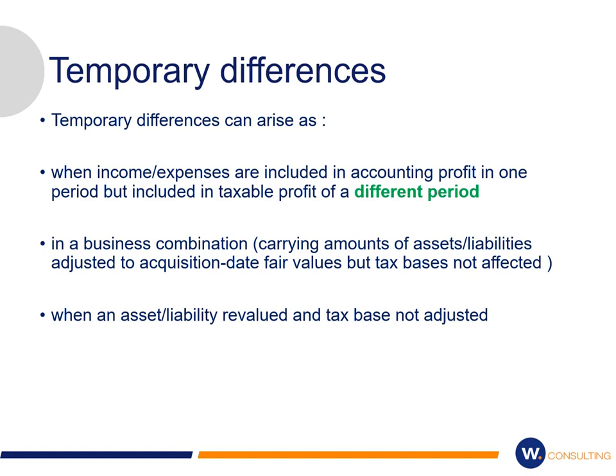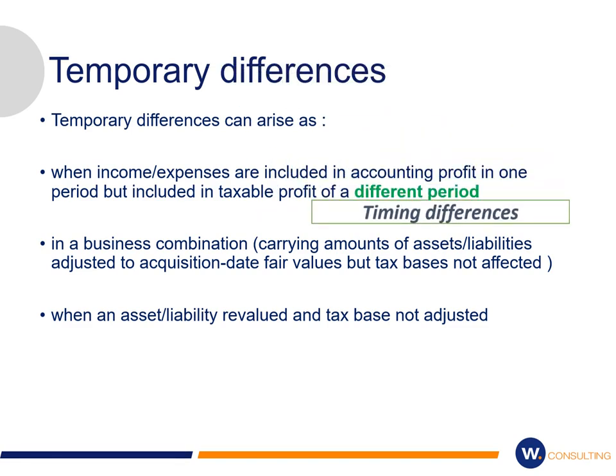In a business combination, you may find that in terms of IFRS 3, carrying amounts of assets and liabilities are adjusted to acquisition date fair values, but tax bases are not affected. And then lastly, when an asset or liability is revalued and the tax base is not adjusted, typically when we are looking at items of property, plant, and equipment.